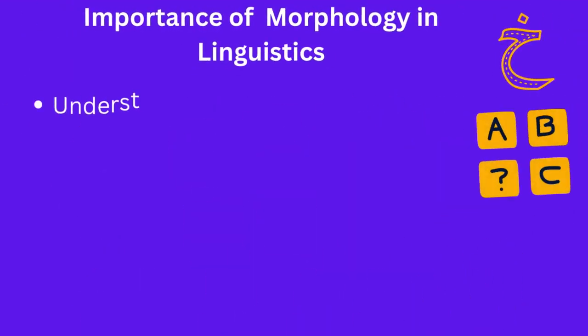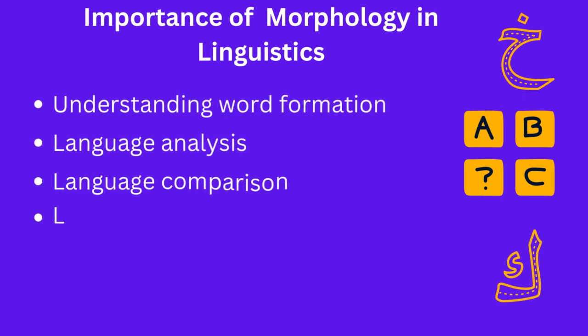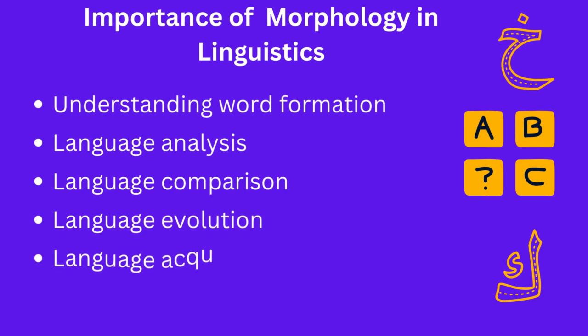So friends, morphology is the branch of linguistics that studies the internal structure of words and their formation. So it's important for the study of language. Let's have a look at the importance of morphology. First one is it helps to understand word formation: how words are formed, and how they can be changed to express different meanings. Like you can say walk is the present form of the word or the root form, walks is the present, and walked is the past.